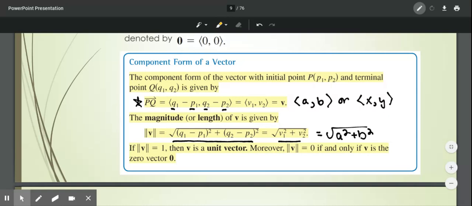If the magnitude is 1, it's called a unit vector, kind of like the unit circle. It has a length of 1 or a radius of 1. And if the magnitude is 0, then it's a 0 vector. It doesn't have any magnitude or direction.